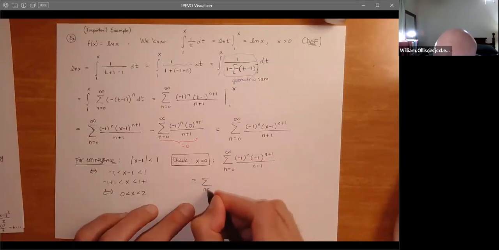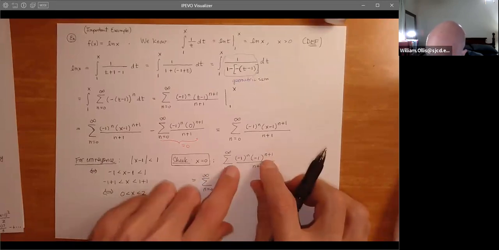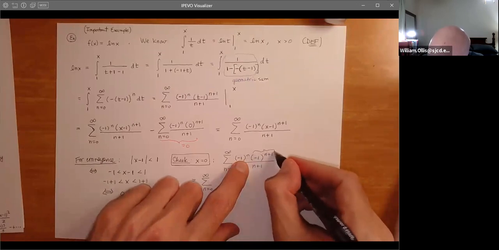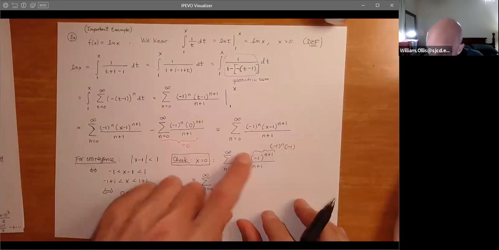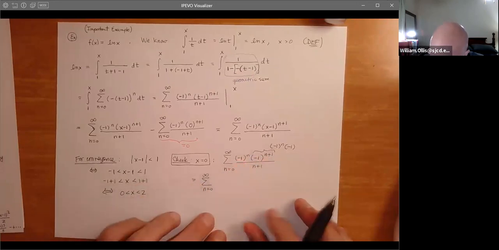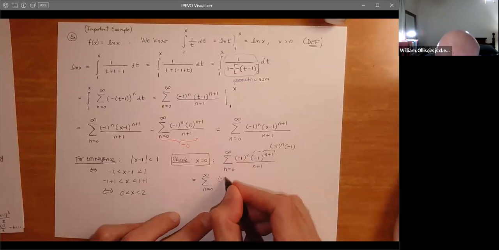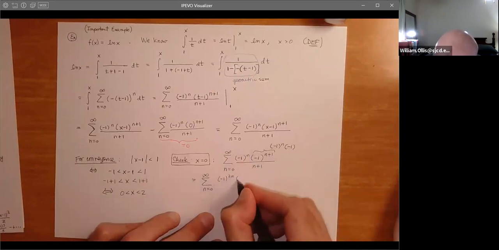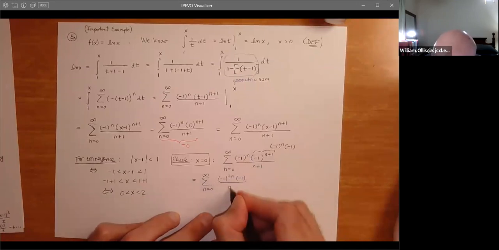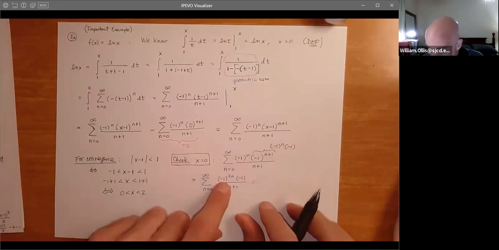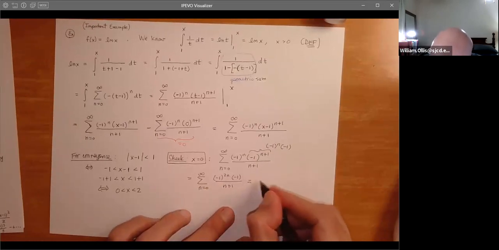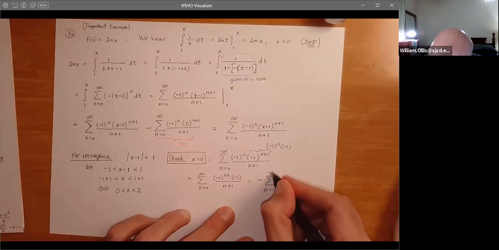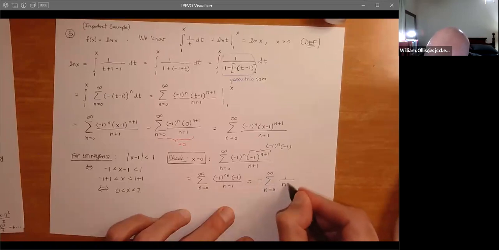So we have the sum from n equals 0 to infinity. Of course, now this will just give us negative 1 to the n times negative 1, using the laws of exponents. So this gives us 2 copies here. So we have our friend negative 1 to the 2n times the negative 1 divided by n plus 1. Of course, because of the 2, this is just 1, and we can factor out the negative. So this is the negative of the series from n equals 0 to infinity of 1 divided by n plus 1.